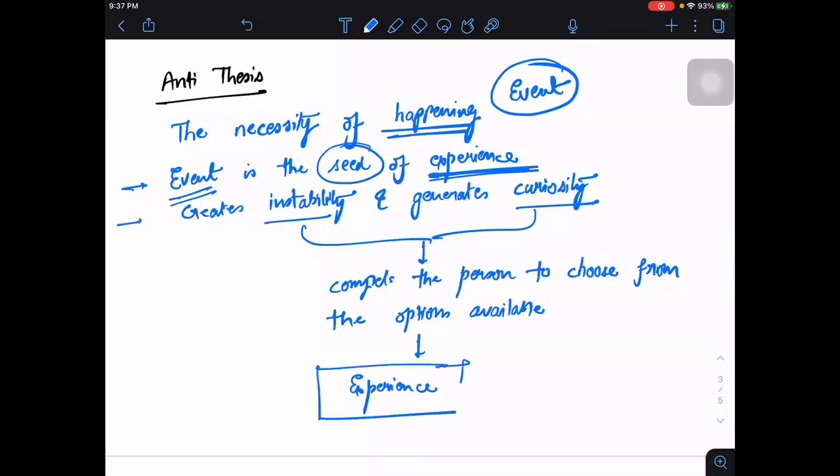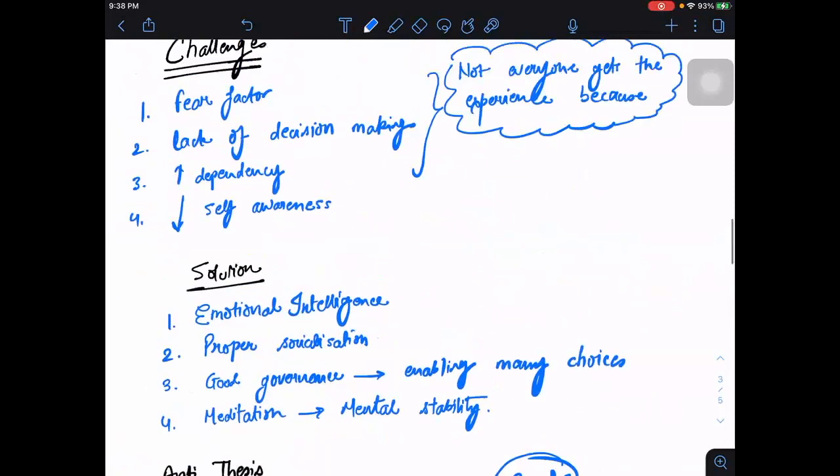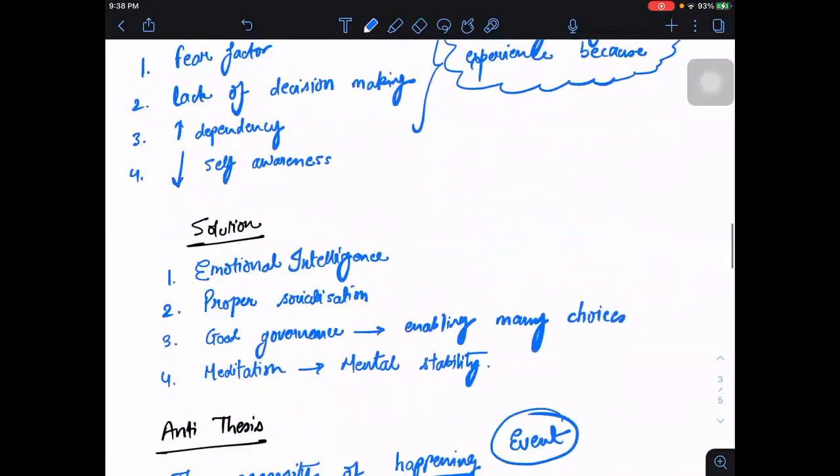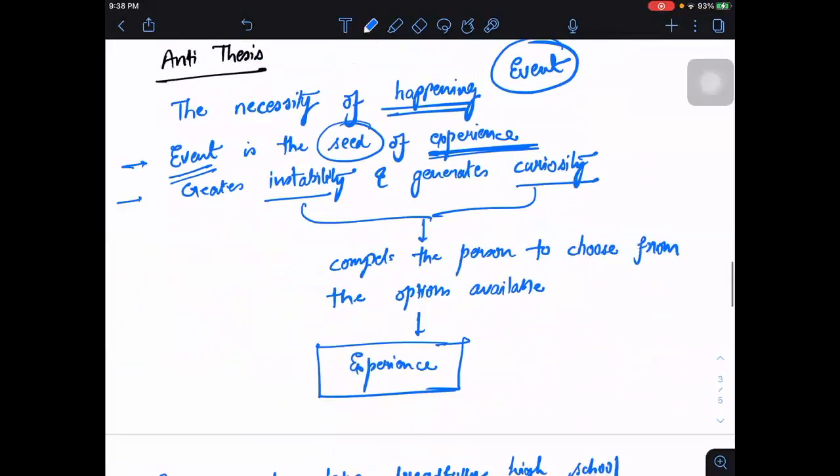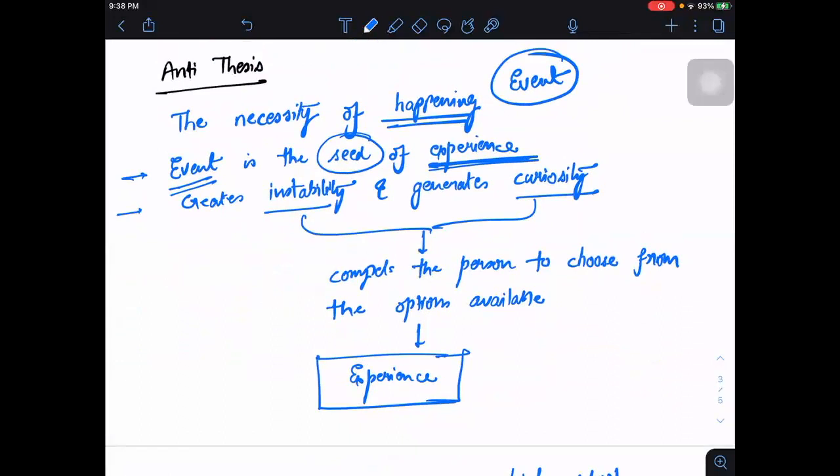So this discussion is showcasing that we cannot neglect the event, we cannot neglect the happening in itself, right? So that's also an important aspect. And till now we were putting the happenings in the second place and we were putting the experience in the first place, but in antithesis we are trying to put some kind of emphasis on the happenings or the events as well, right?